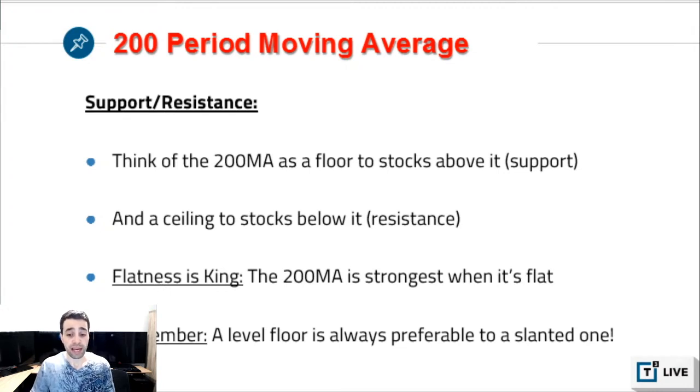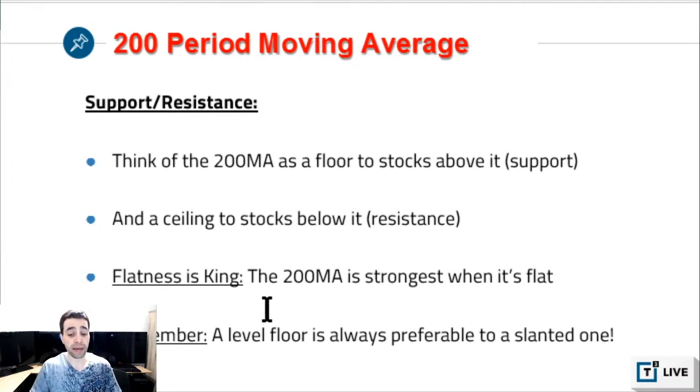Think of the 200 MA as a floor to stocks above it. When a stock falls to the 200 MA, it becomes support. And it's a ceiling to stocks below it. When a stock rallies into it, it's going to act as resistance. It's a line in the sand. If a stock drops to it, it's going to act as support. If it rallies into it, it's going to act as resistance.